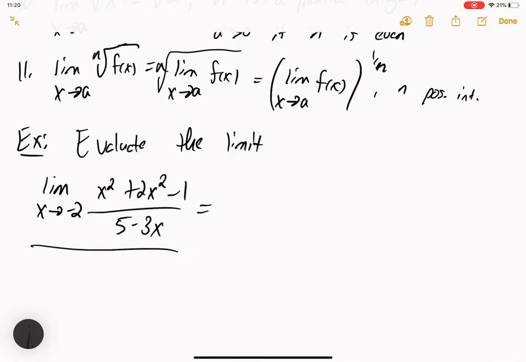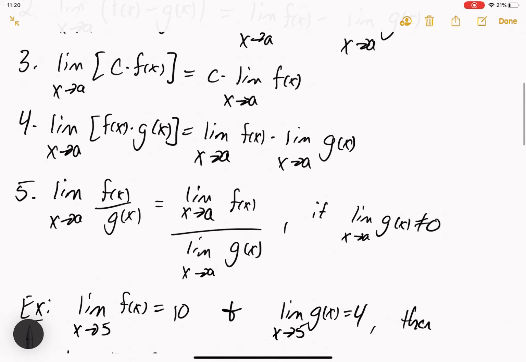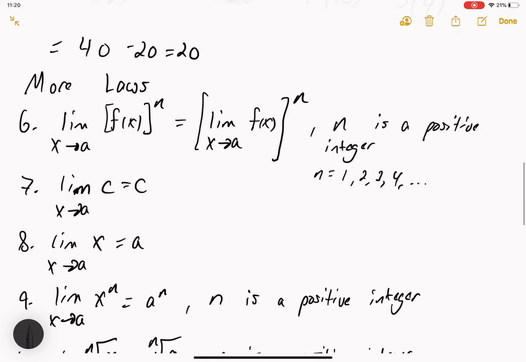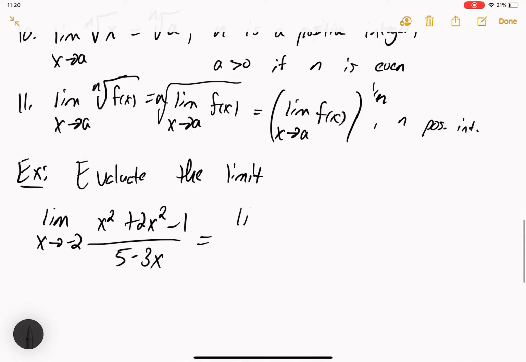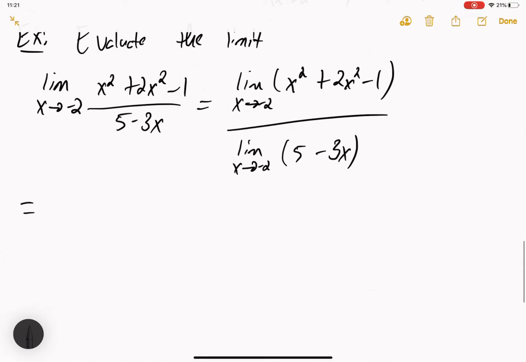So the first thing we shall do in evaluating this limit is we're going to appeal to this law right here. So now what we're going to do is break up the limit over the quotient. So this will be equal to the limit as x goes to -2 of x squared plus 2x squared minus 1 divided by the limit as x goes to -2 of 5 minus 3x. And this will be equal to, and this is where I'm going to need a lot of space.